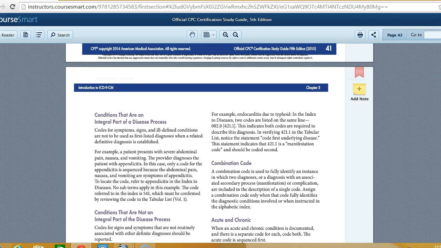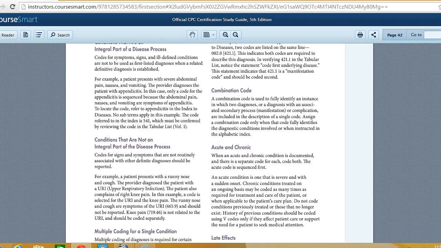Combination codes. A combination code is used to fully identify an instance when two diagnoses or a diagnosis with an associated secondary process, manifestation, or complication are included in the description of a single code. Assign a combination code only when the code fully identifies the diagnostic condition involved or when instructed to by the alphabetic index.